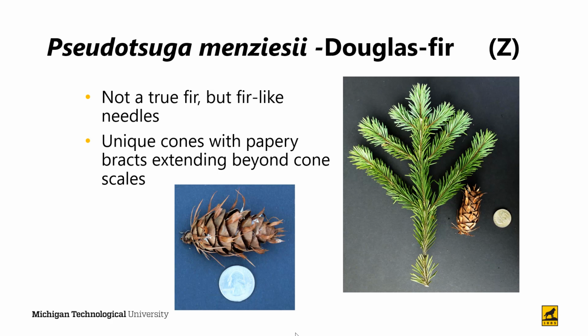The foliage of Douglas fir is similar to the true firs in that the tips of the needles are rounded, unlike the sharp tips of spruce needles. But the distinguishing feature of Douglas fir are the cones. They're not particularly big, 2 to 3 inches, but they have interesting papery bracts that look like little snake tongues that extend beyond the cone scales.